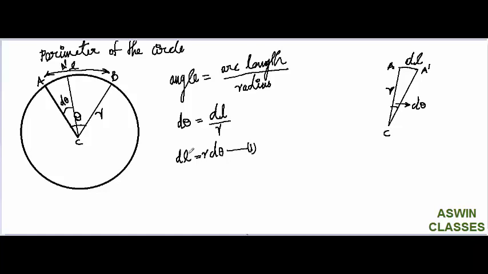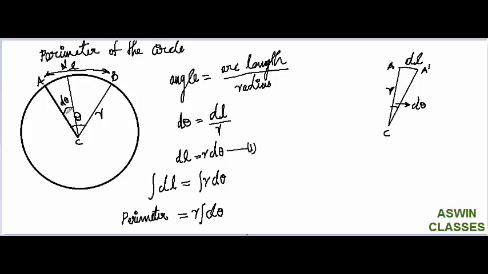In order to get the total length, which means the circumference of this circle, you need to integrate equation 1. So integral dl is equal to integral r d theta. Integral dl will be the total length, which means the total perimeter of the circle. On integrating dl, you will get the perimeter, which is equal to, since r is a constant, I can take r outside, and d theta. Here you have to put the limits.